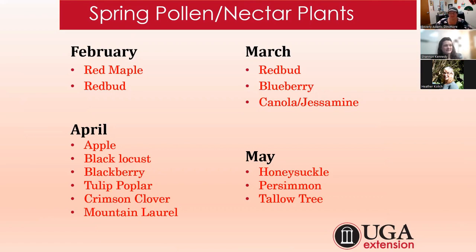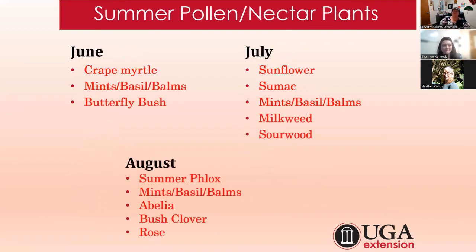And then in April, the apple trees will be blooming, the tulip poplar, mountain laurel, and in May, of course, honeysuckle, persimmon tree, and the tallow tree. Some sources for summer: in June would be that crepe myrtle, as long as you didn't crepe murder it before. A butterfly bush.